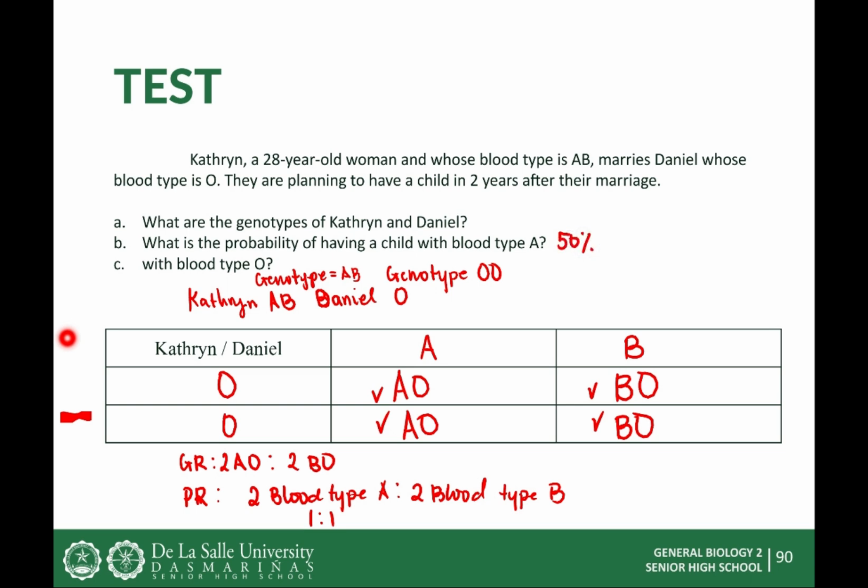Meaning that the probability of having a child with blood type A will be 50%. Ma'am, how did you come up with that? Because 2 blood type A here divided over 4, which is the number of boxes in the Punnett square. 2 over 4 simplified is 1/2, and 1/2 is 0.50, then multiply by 100, you'll get 50%. And with blood type O, as you can see in the Punnett square, you cannot see that. Therefore, that will be 0%. Therefore, they can't have children with blood type O.